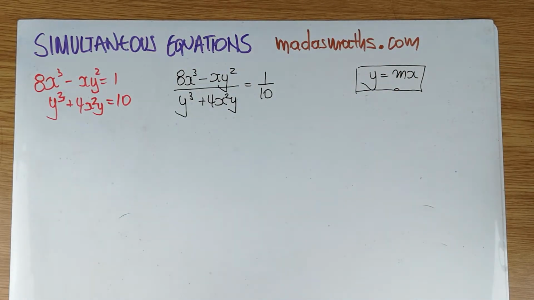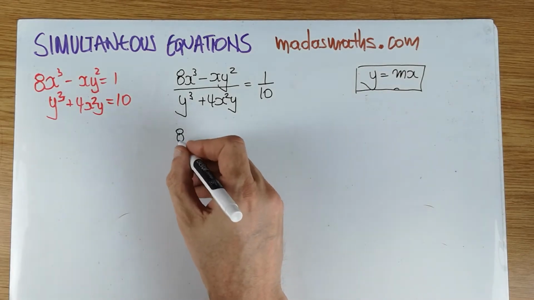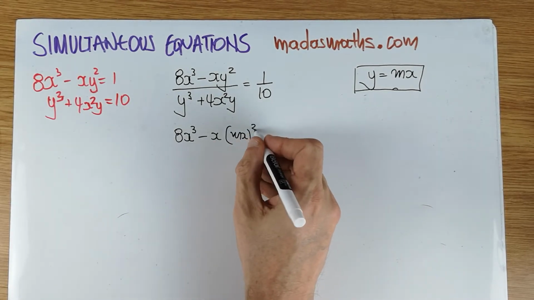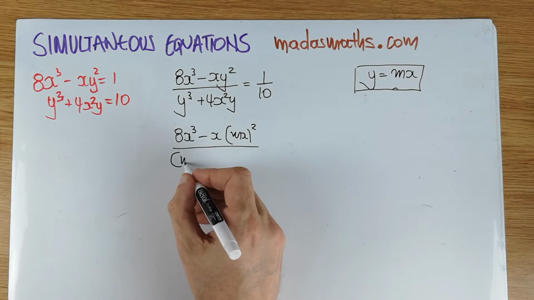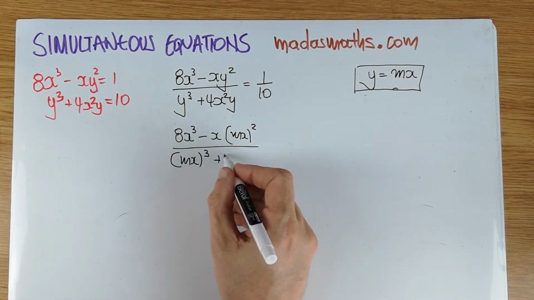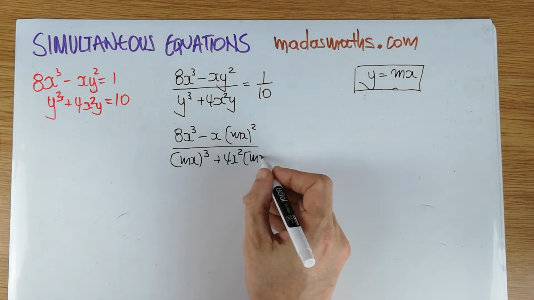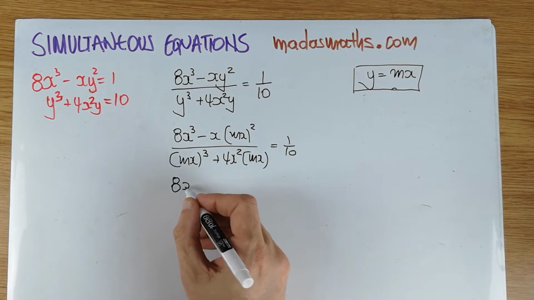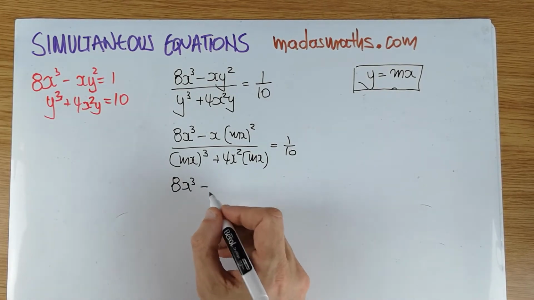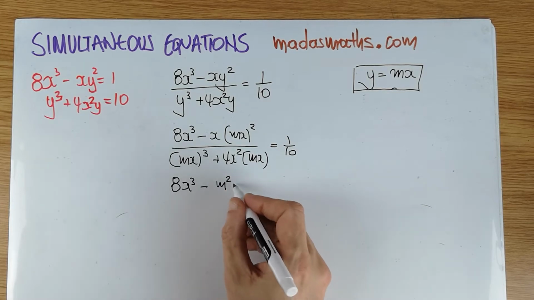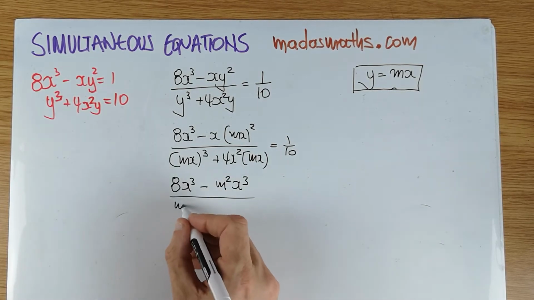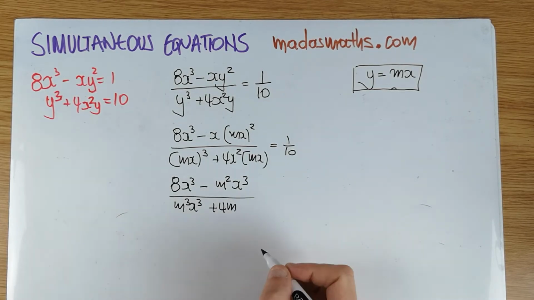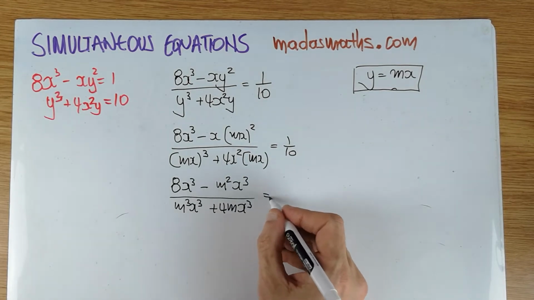And let's see what happens. So we substitute in there: 8x cubed minus x times mx all squared over mx all cubed plus 4x squared times mx is equal to 1/10. And I'm putting in a lot of details still, I don't know why, can't help myself. Minus an m squared x cubed, over an m cubed x cubed plus 4m x cubed is equal to 1/10.